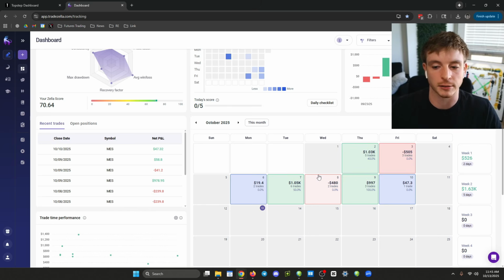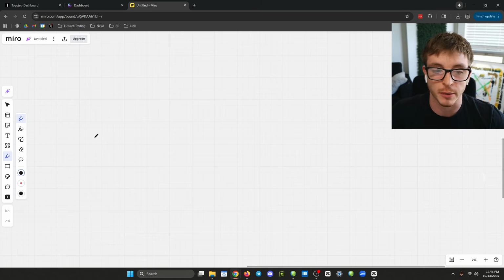Either way, the account's passed. So what am I going to do moving forward? How am I going to treat this funded account? What's my risk going to look like on the funded account? So let me just hop into Miro real quick.